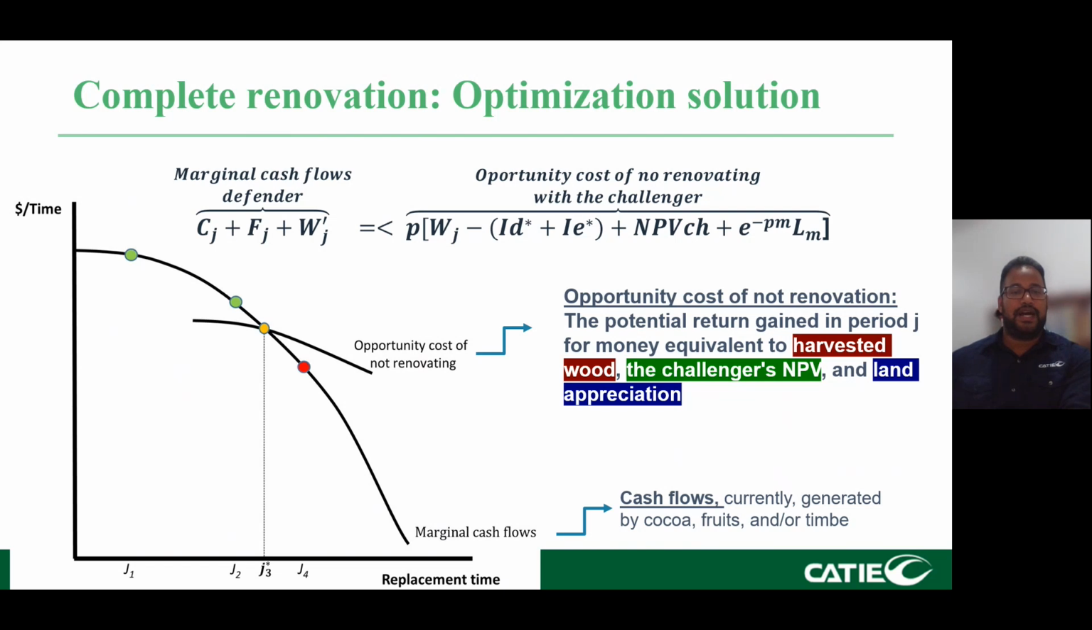You might be asking now, what is the opportunity cost of not renovating? Well, the way we have defined this is by the potential return gained in a period J, the renovation period, for money equivalent to the harvested timber, the net present value of the Challenger, and the land appreciation.